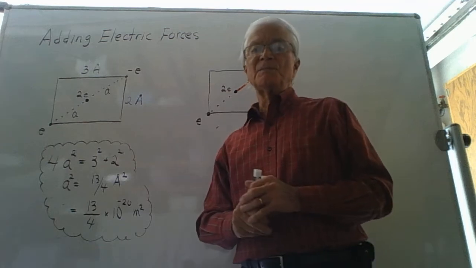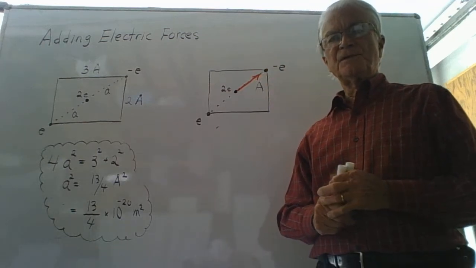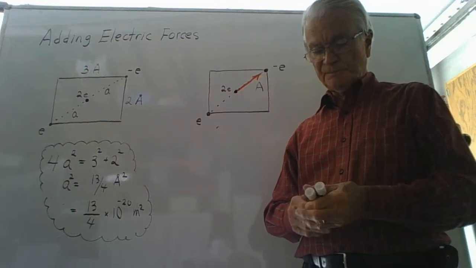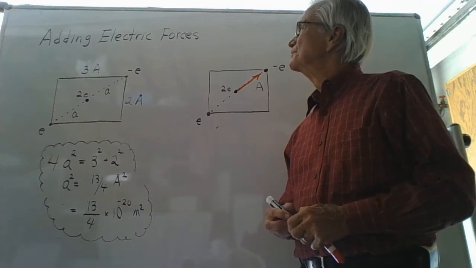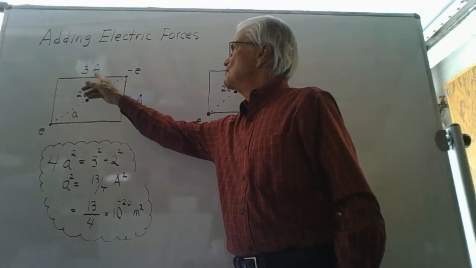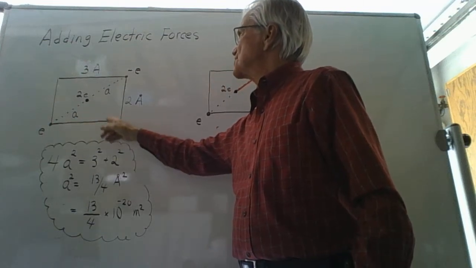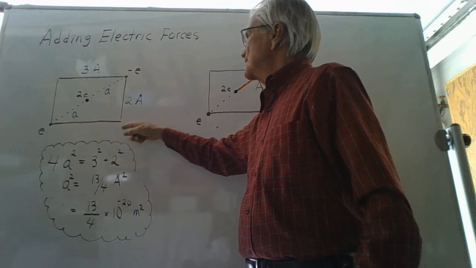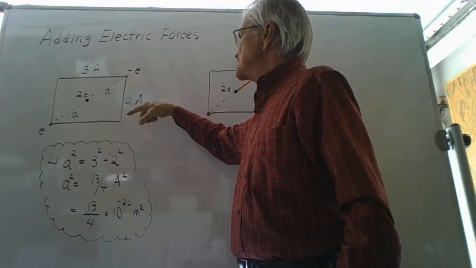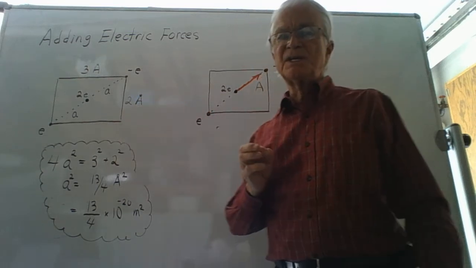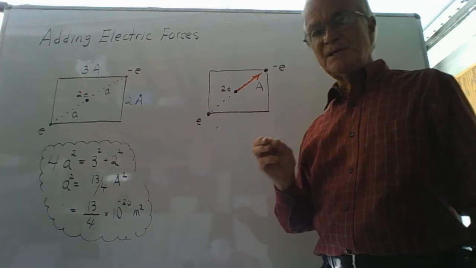This is the problem that was put on your fifth quiz this morning and afternoon. We have a rectangle. Base length is 3 angstroms. Height is 2 angstroms. Remember, an angstrom is 10 to the negative 10th of a meter.